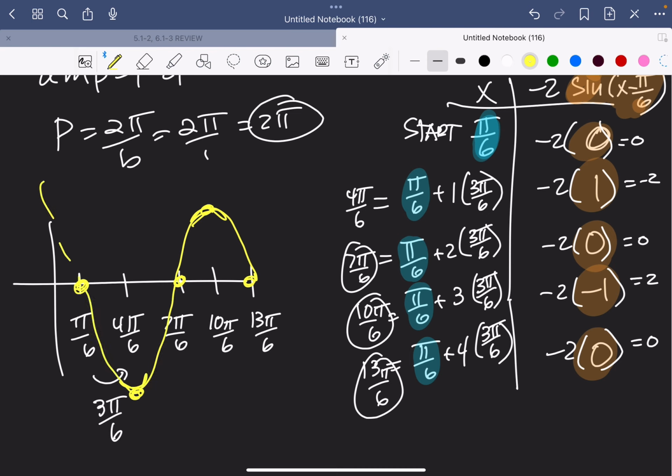Cool. Goes on forever this way, this way. Where the height is 2, bottom here is -2. Great work.